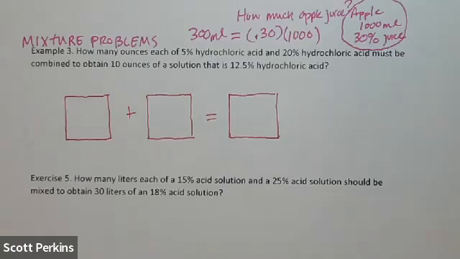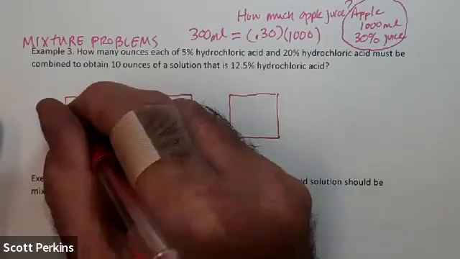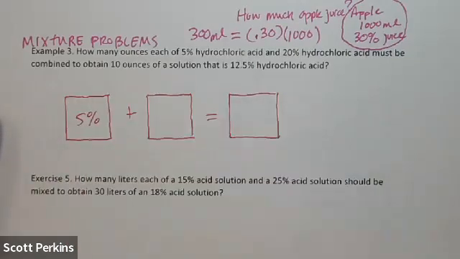I'm going to fill in the information on these boxes so I can make my equations. Here we go. The first thing I'm going to do is label the attribute of each box. So what's the first thing that I'm adding together according to the problem? A 5% solution. So I'm going to write 5%. That box represents how much 5% solution I'm dumping into my bowl.